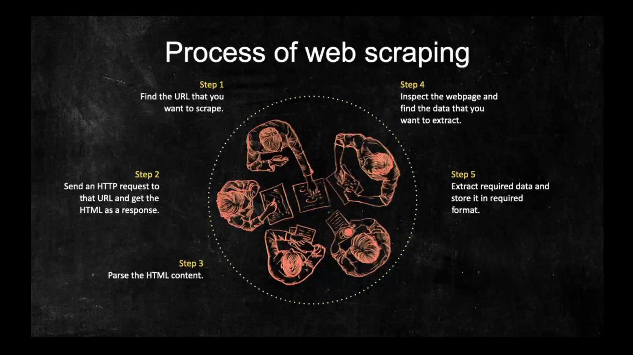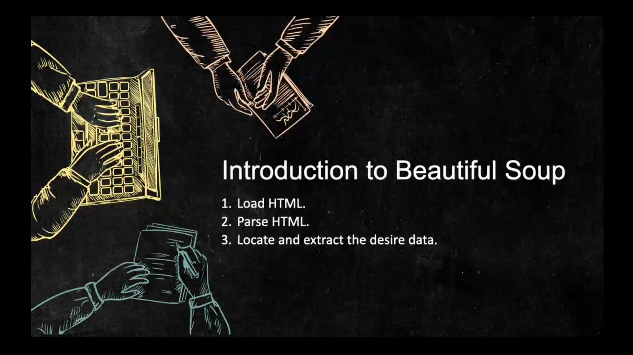So we're going to go step by step. The first step is to find the URL. The second step is to make the HTTP request to fetch the HTML content. Then we will use BeautifulSoup to parse the HTML content. Then we will extract the desired information that we need for our project, and then we are just going to store it and use it for further analysis. So this is the introduction: load HTML, parse HTML, locate and extract the desired data.